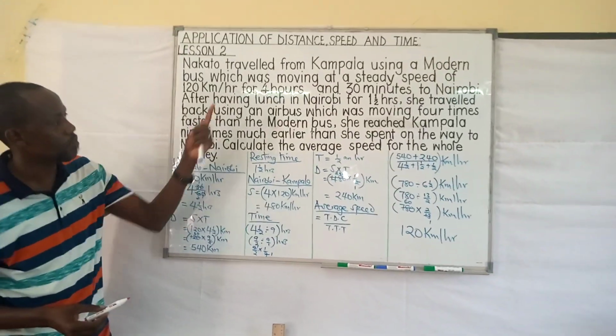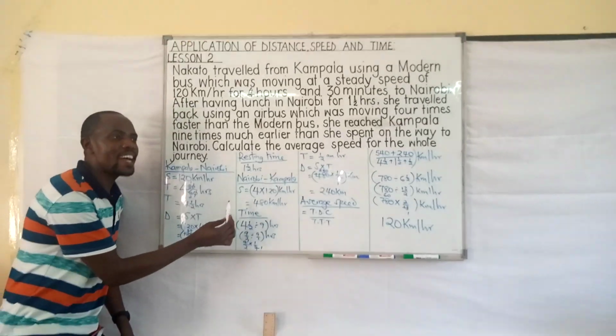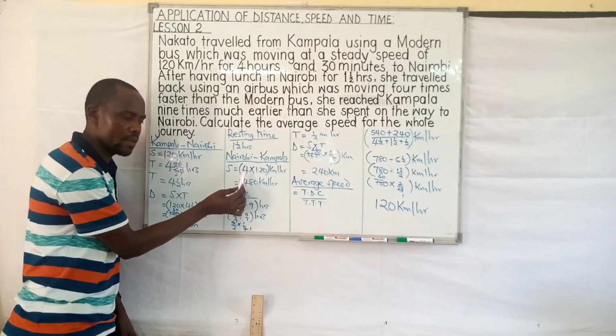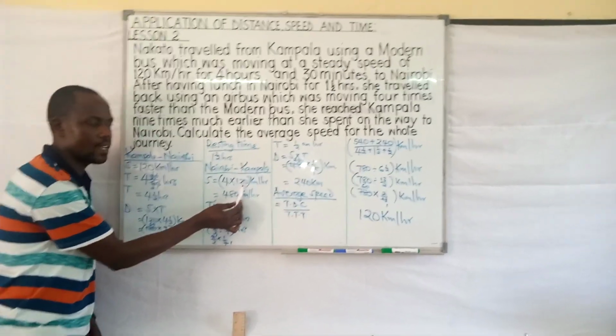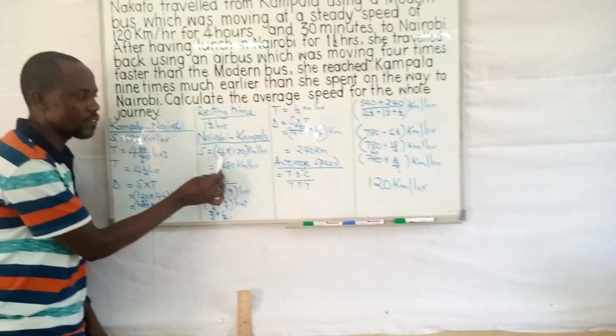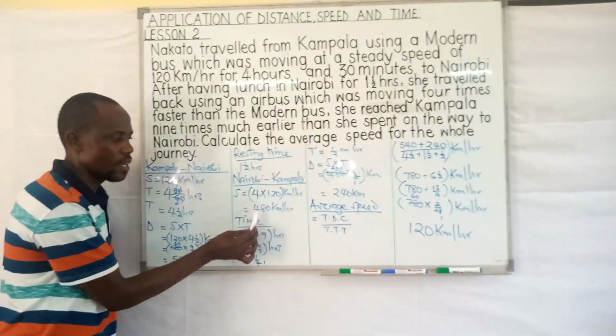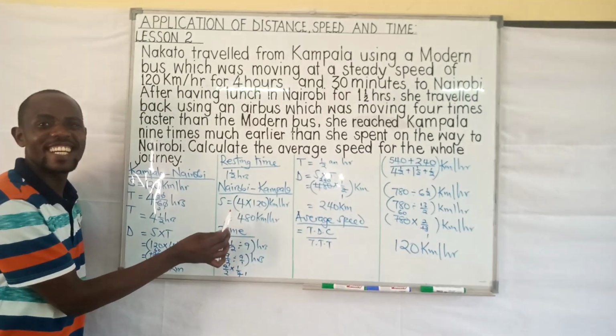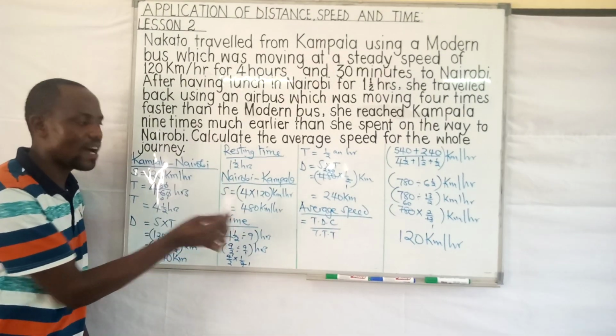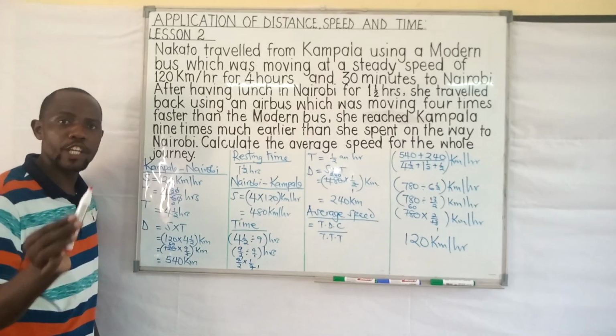Where did we get it? From the question they said, the Airbus was moving 4 times faster than the modern bus, meaning it is 4 times the speed of the modern bus, giving us 480 kilometers per hour. We needed the time.